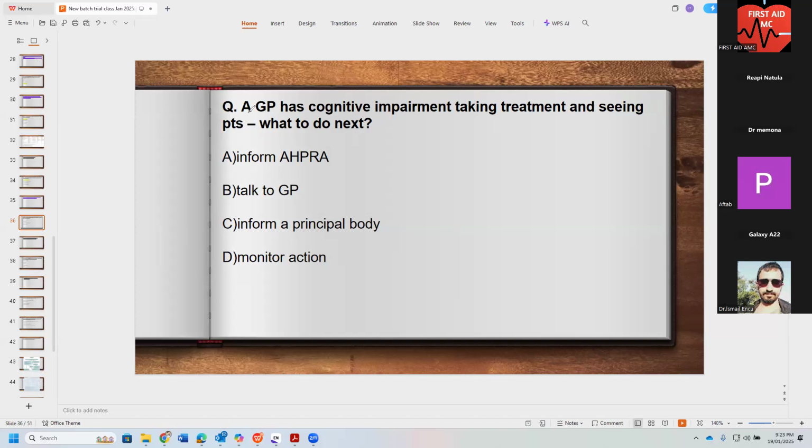Alrighty, any questions, guys? Secondary, if the patient has asthma, chronic obstructive pulmonary disease, cystic fibrosis, bronchiectasis, things like that. A GP has cognitive impairment while on treatment, but is also seeing patients. What do you want to do next? Inform AHPRA, talk to the GP, inform a principal body, or monitor? Let me show you guys.